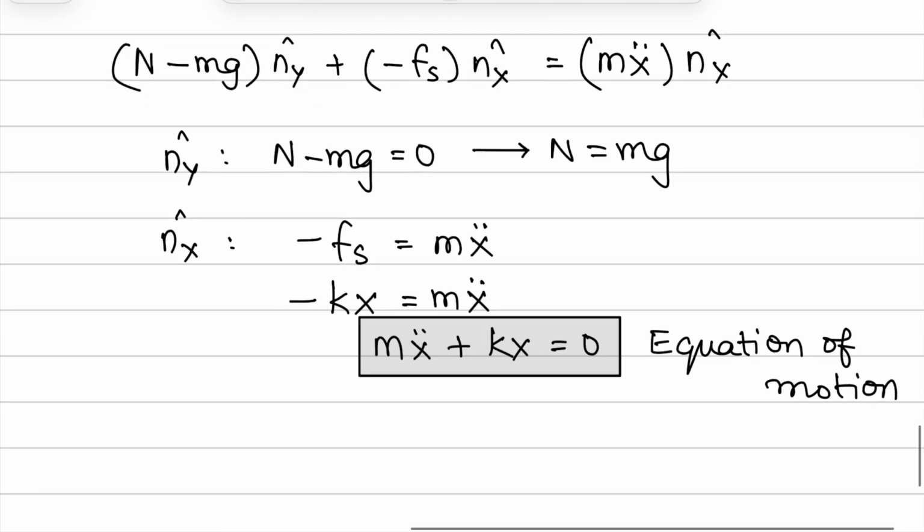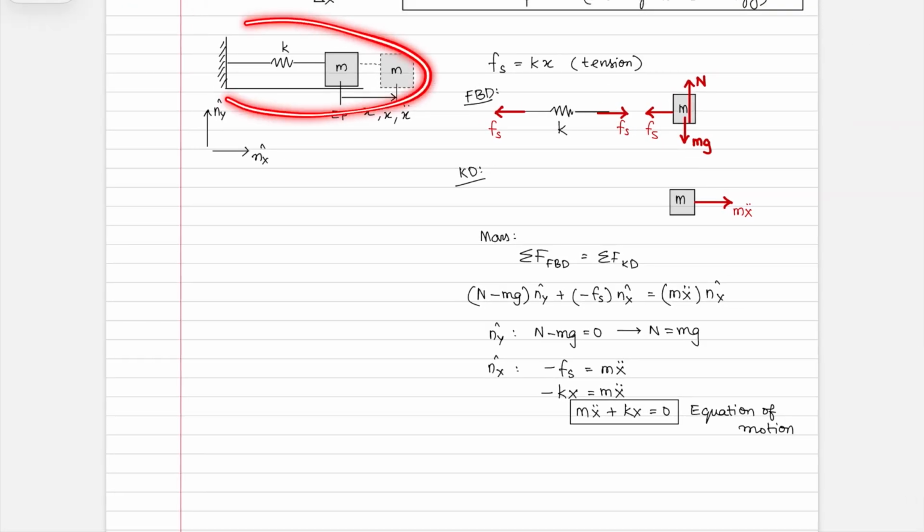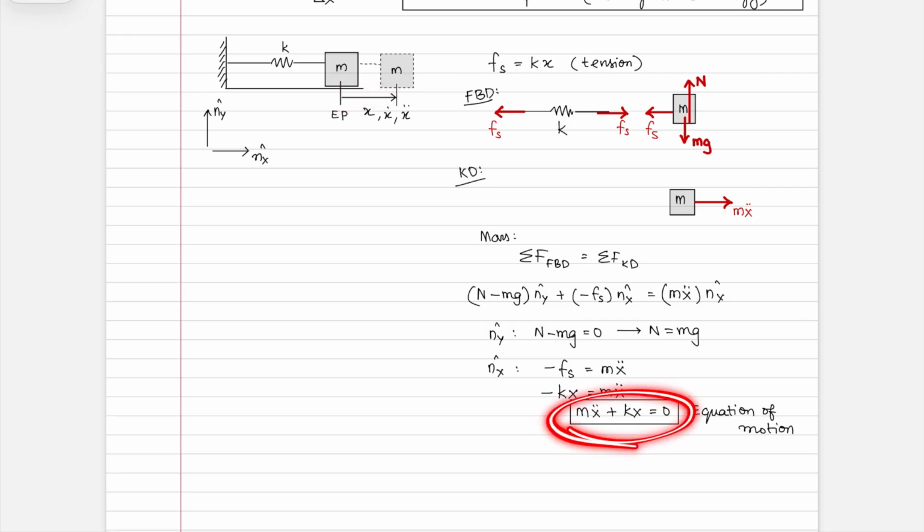Or your governing equation. It is a mathematical representation of your system in this configuration, where you have a spring that is connecting your mass to some immovable wall. So when you have the mass move to the right by x, this is how your system will behave, which means that mass times acceleration plus k times x is going to be equal to 0.